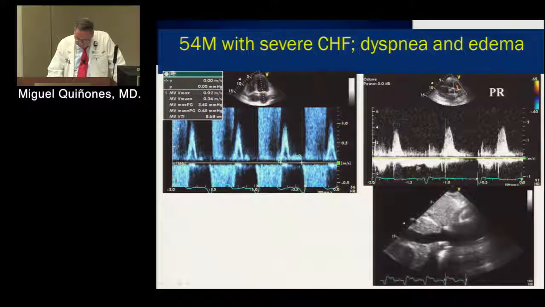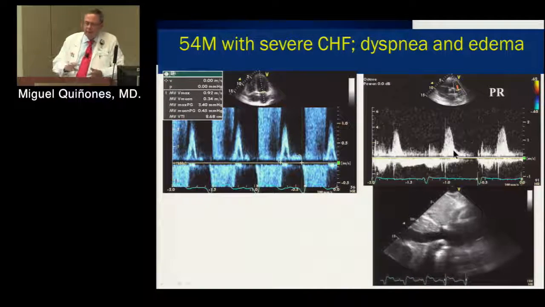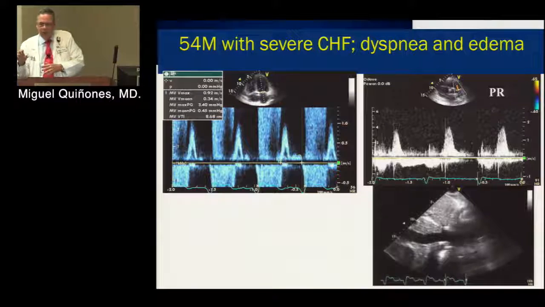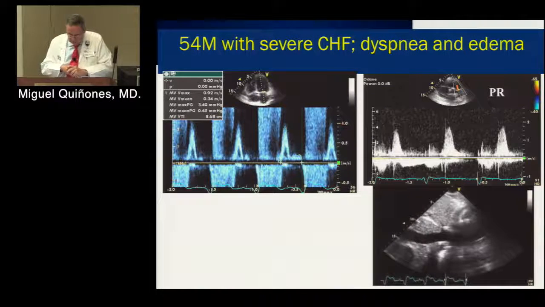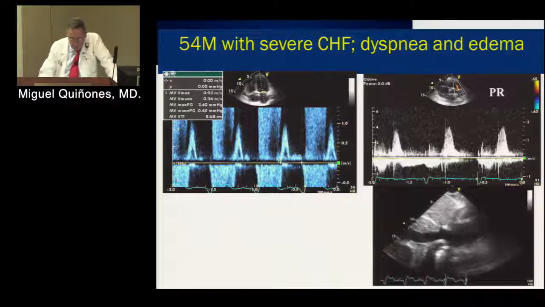PR, interesting PR, goes whoom and disappears. So you have equalization of PA diastolic and RV diastolic pressures and very dilated IVC. So obviously very sick fellow. But we still don't know what the heck is wrong with him. Okay? We have no idea what's wrong with him.